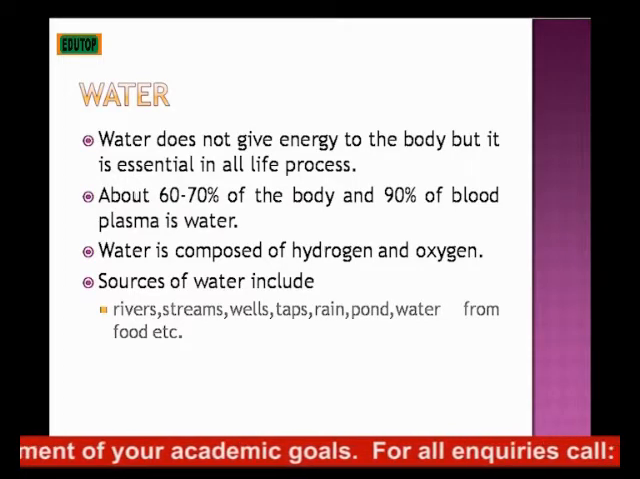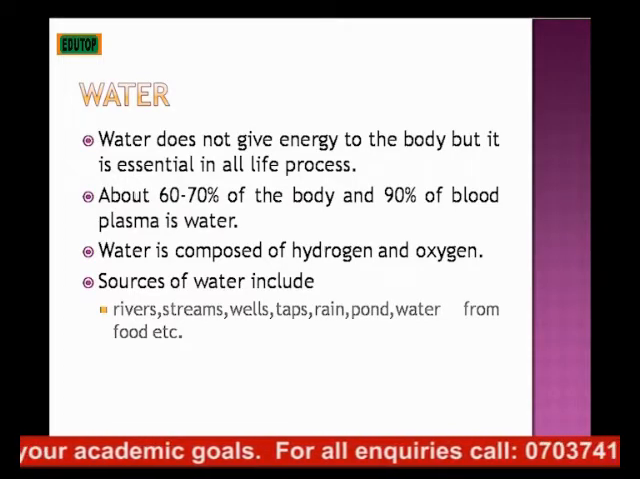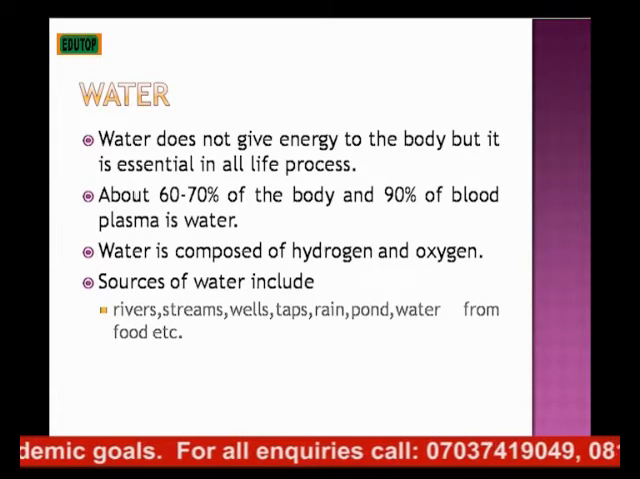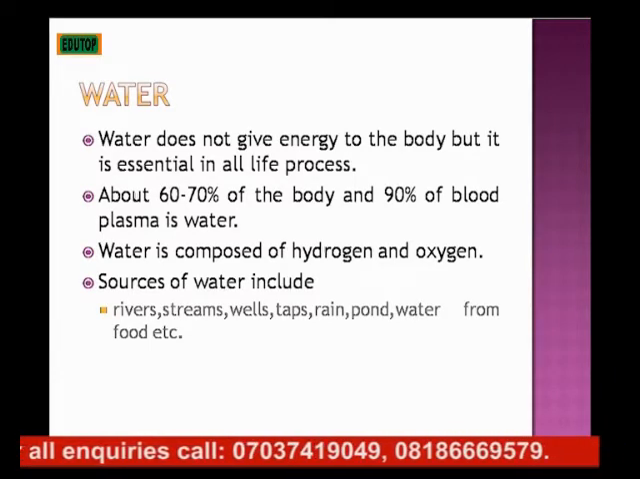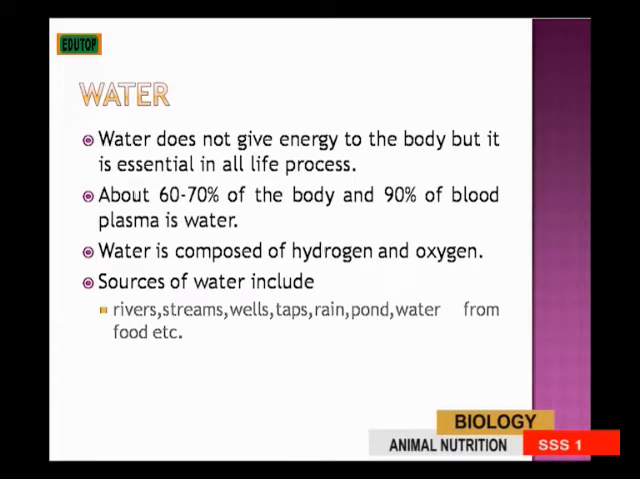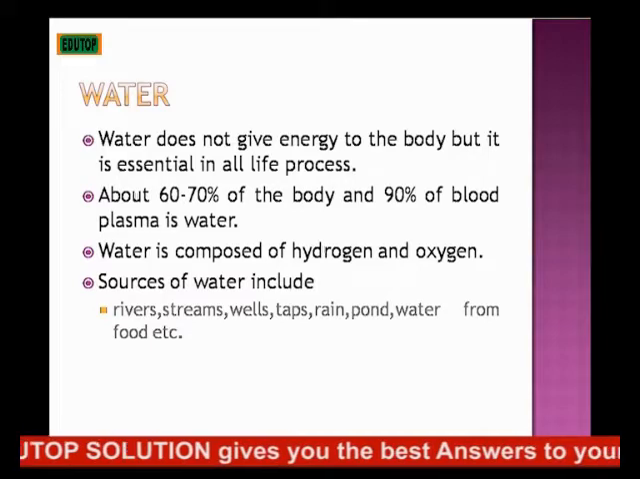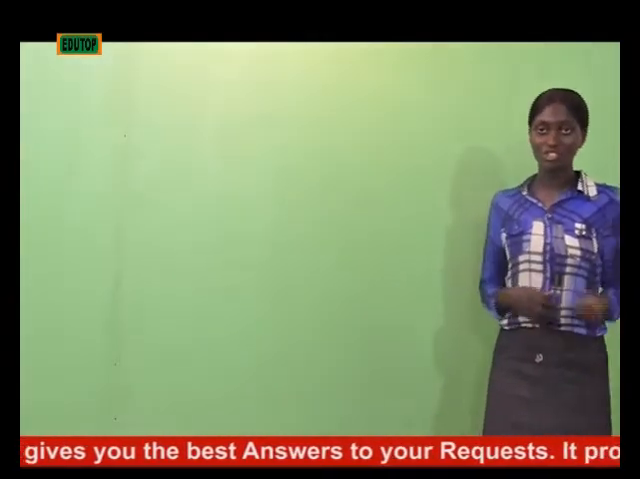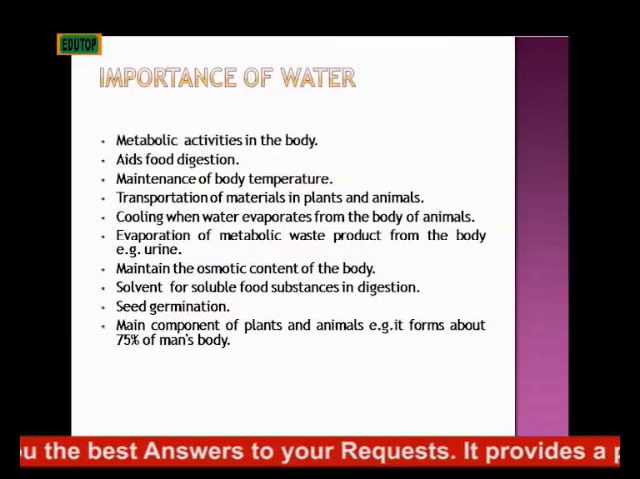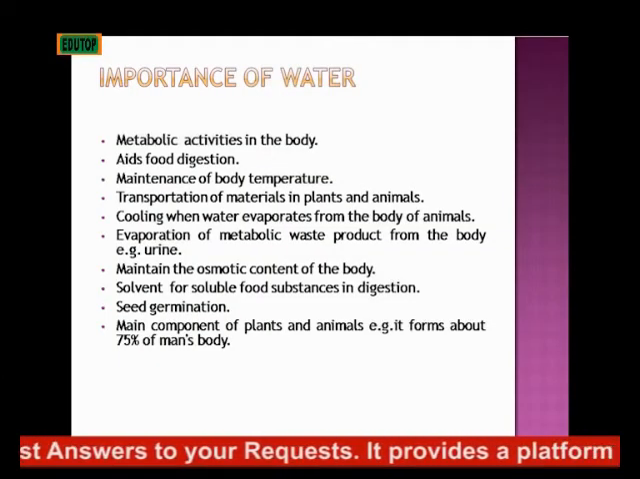Then it is composed of hydrogen and oxygen. Various sources of water include rivers, streams, well, tap, rain, pond, then from our food. So we have these sources of water. What importance does water have? Since it's not energy giving, it aids in the metabolic activities of the body.